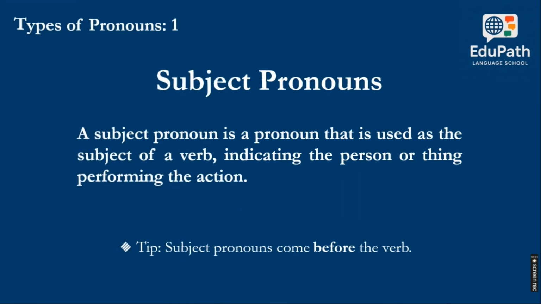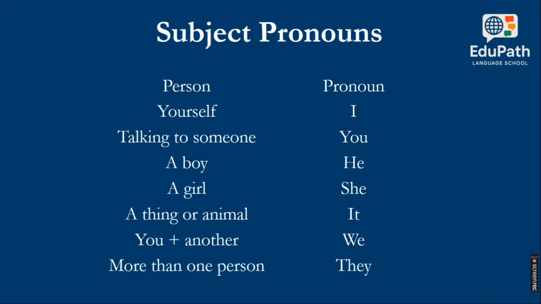Okay, so let's now take a look at how many types of pronouns there are. So first of all, we have something called subject pronouns. Now, a subject pronoun is a pronoun that is used as the subject of a verb, indicating the person or the thing performing the action, which means that in a sentence, the thing or the person that is doing the verb or the action would be the subject pronoun. Now, a tip is that a subject pronoun always comes before the verb.